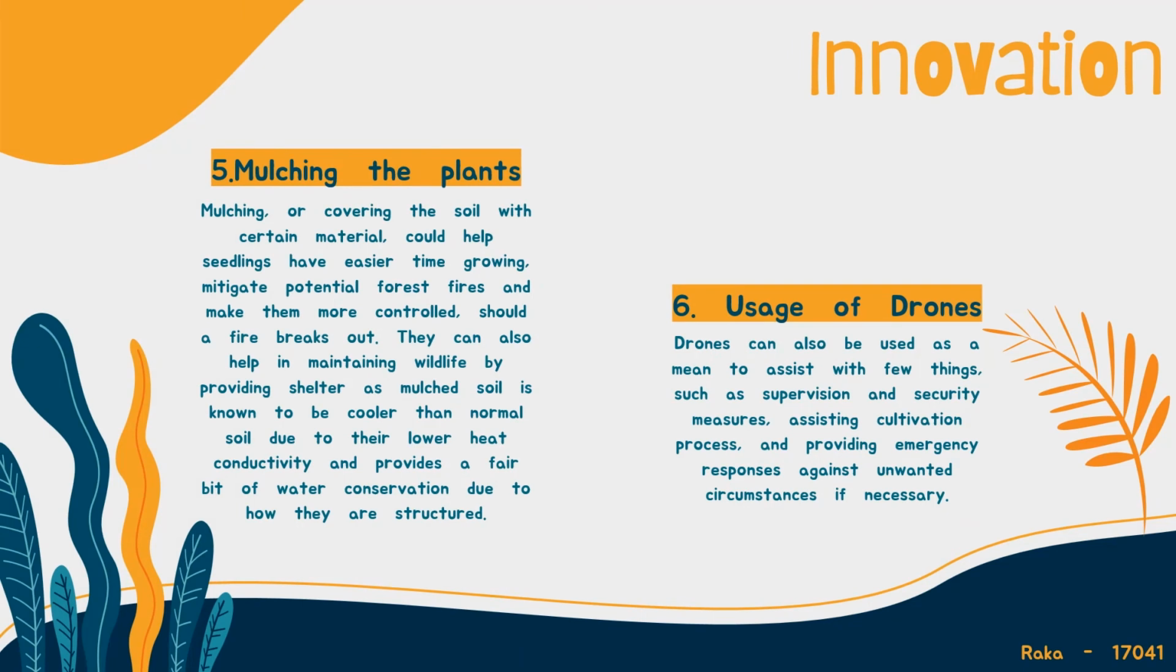The fifth part is mulching the plants. Mulching, or covering the soil with certain materials, could help seedlings have an easier time growing, mitigate potential forest fires, and make them more controlled should a fire break out. They can also help in maintaining wildlife by providing shelter, as mulched soil is known to be cooler than normal soil due to its lower heat conductivity, and they also provide a fair bit of water conservation due to how they are structured. And the last part is the usage of drones.